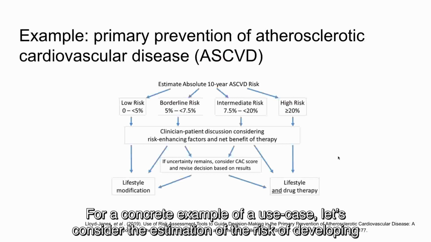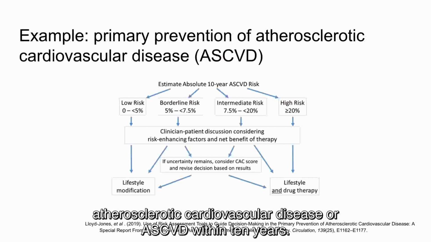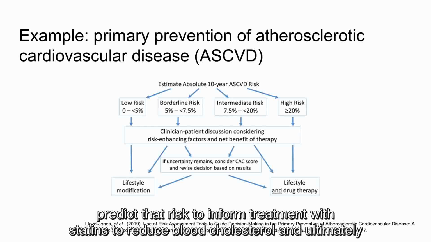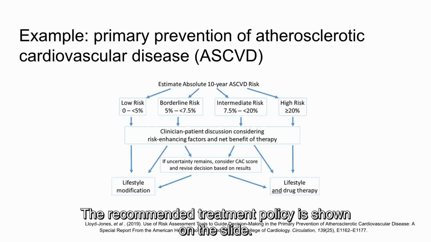For a concrete example of a use case, let's consider the estimation of the risk of developing atherosclerotic cardiovascular disease, or ASCVD, within 10 years. This is an important use case because prevention guidelines recommend the use of a model to predict that risk to inform treatment with statins to reduce blood cholesterol and ultimately the risk of ASCVD. The recommended treatment policy is shown on the slide.